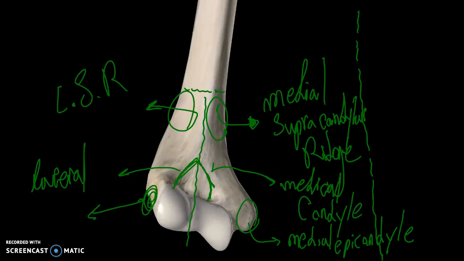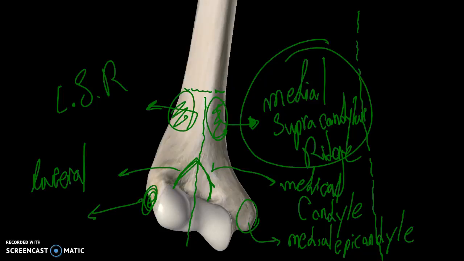And before we go into the next structure, I'd like to review this real quick. This structure again was the medial supracondylar ridge. This structure mirrors that. Right below it, you have the medial condyle. Of course, on the other side, you have the lateral condyle. Right below it, you have the medial epicondyle, and the other side is the lateral epicondyle.